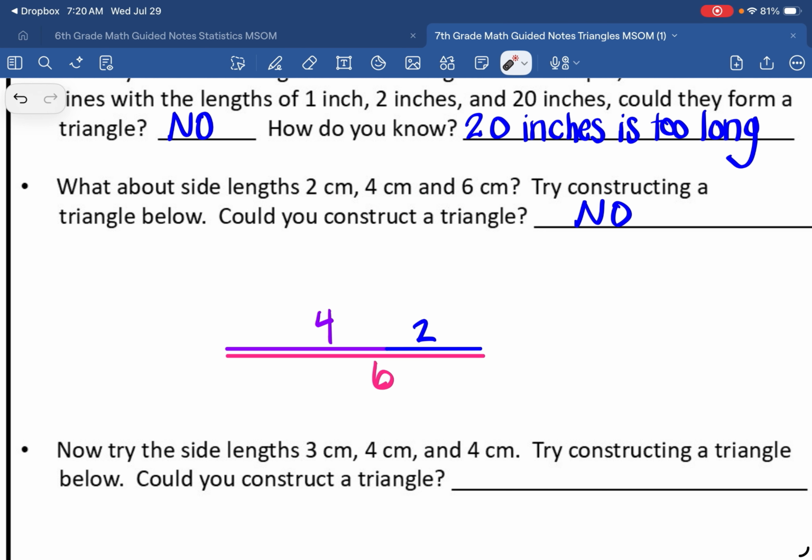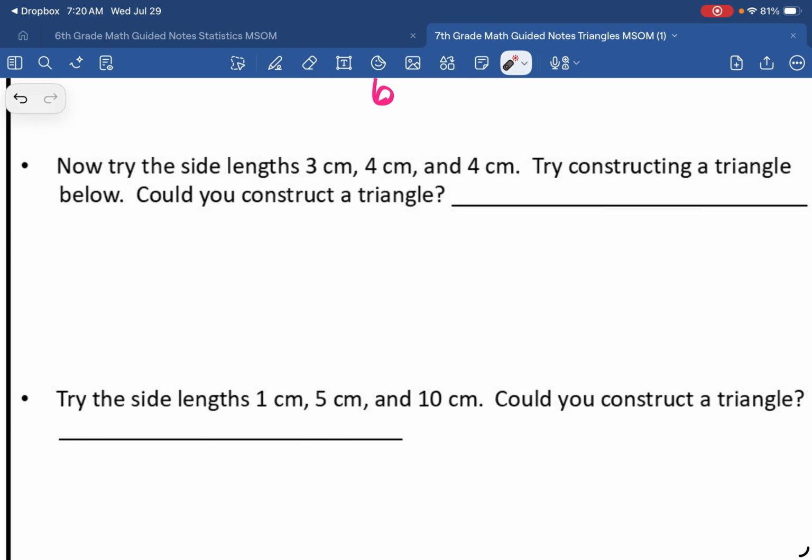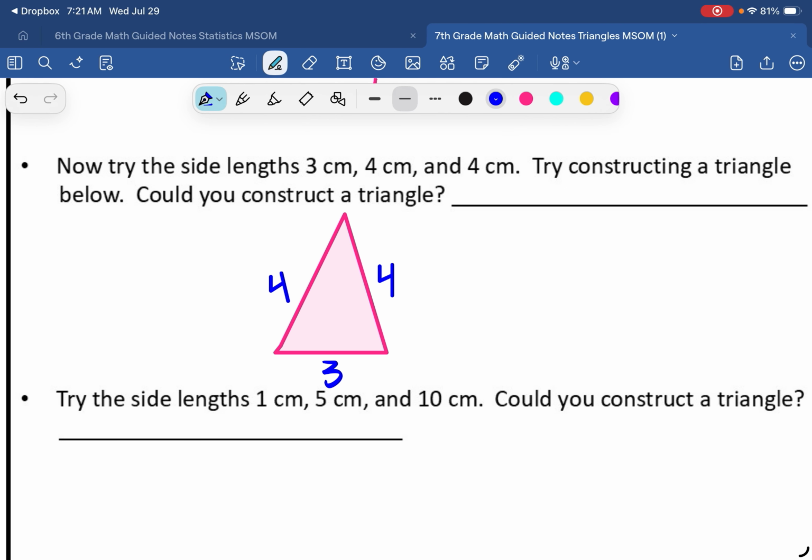You should have noticed that it is not possible to construct a triangle with the side lengths 2, 4, and 6. Now try the side lengths 3 centimeters, 4 centimeters, and 4 centimeters. Hit pause and try constructing a triangle using those side lengths. Could you construct a triangle? Yes, you should have been able to construct a triangle using 4, 4, and 3.